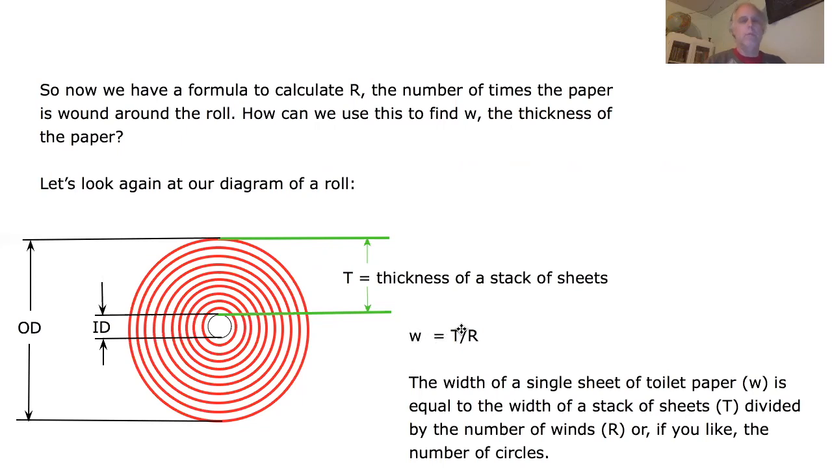W is equal to T divided by R. And that's said here. The width of a single sheet of toilet paper, W, is equal to the width of a stack of sheets, T, divided by the number of winds, R, or if you like, the number of circles. Same thing.